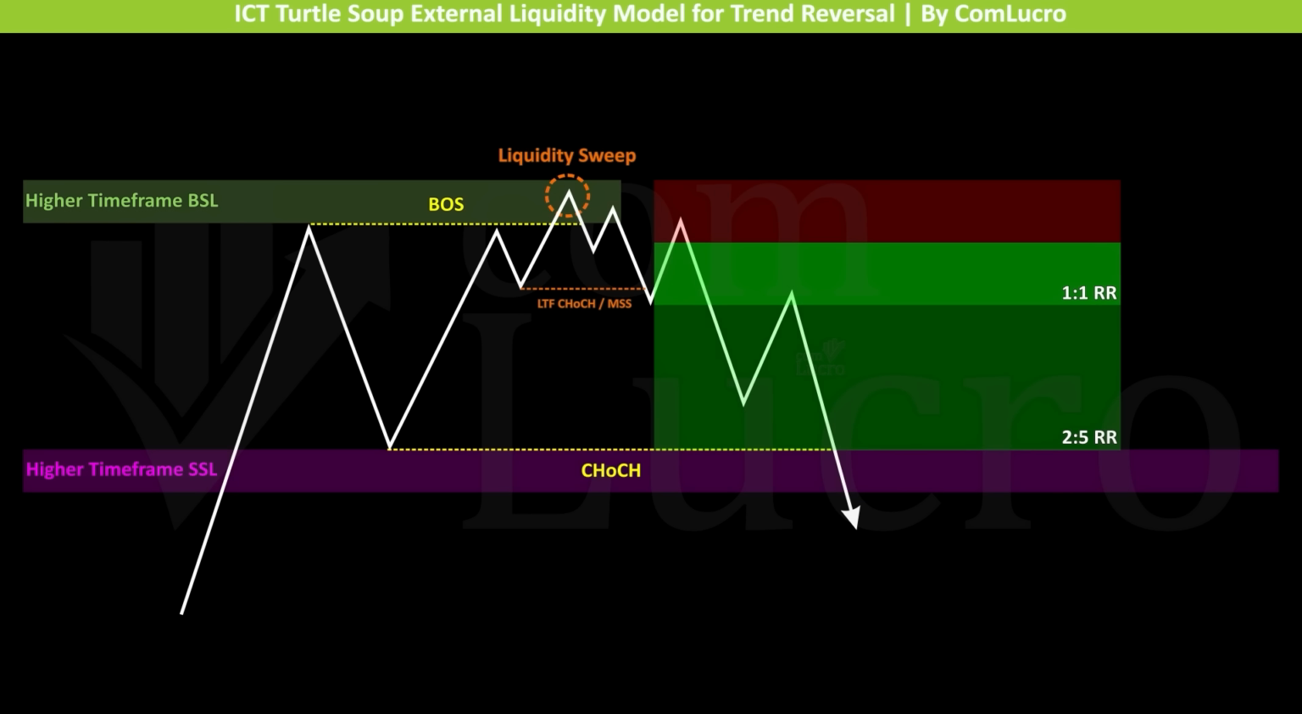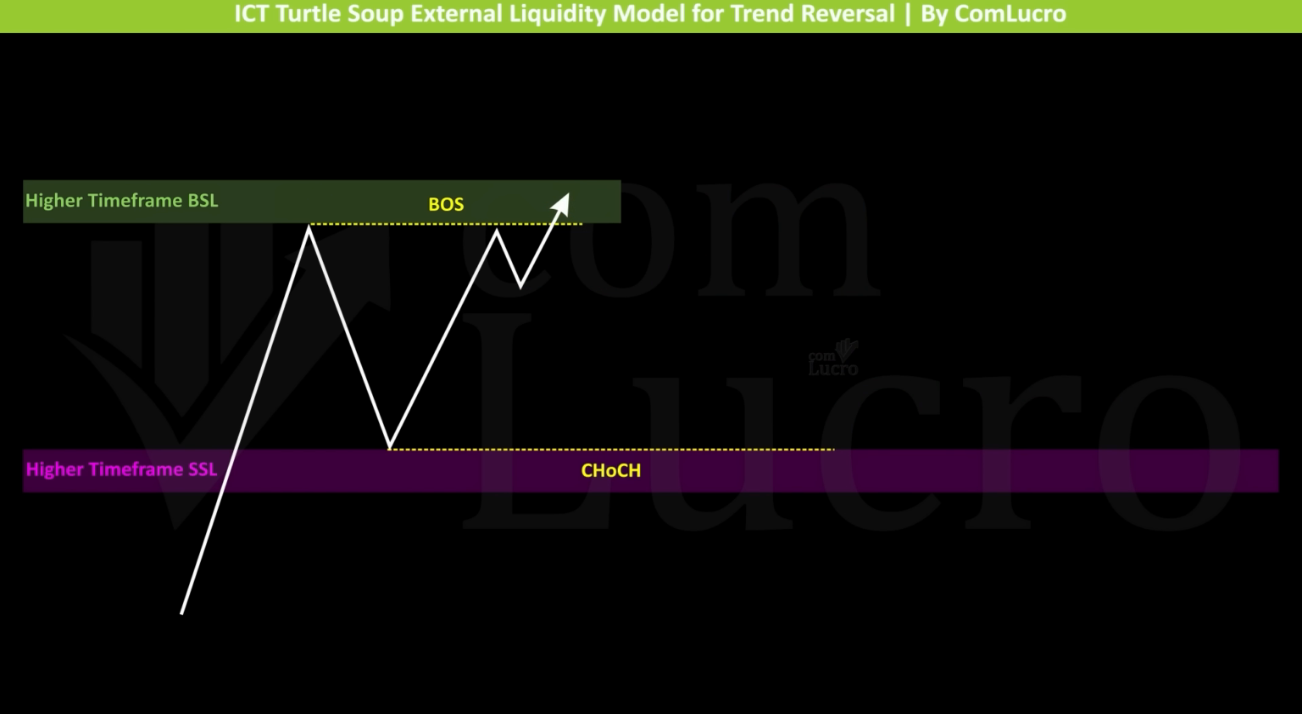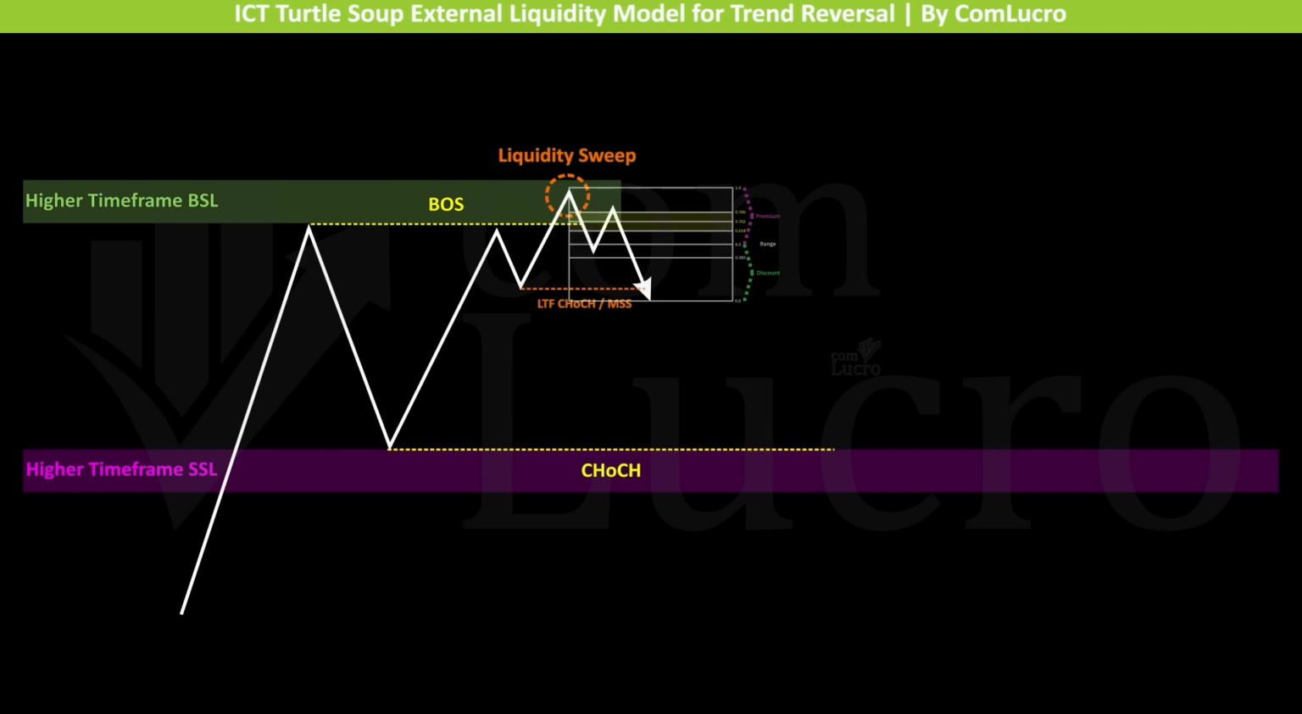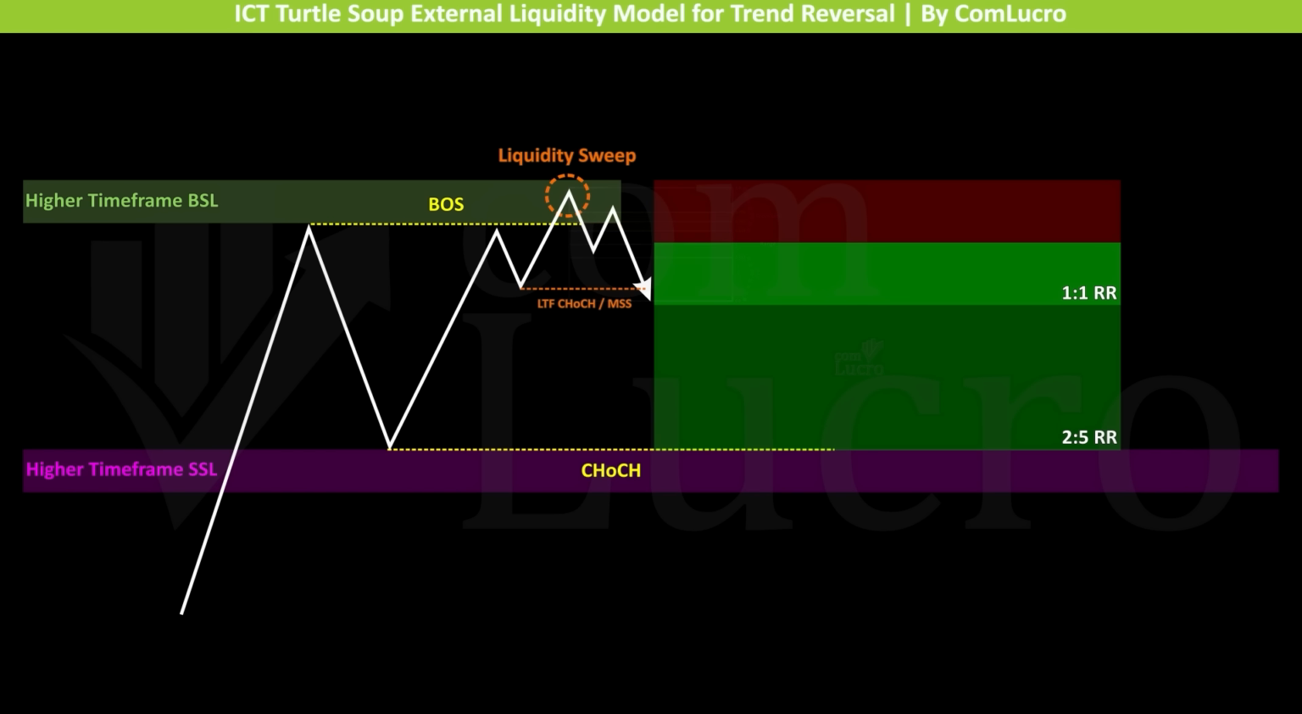Now, let us explain the ICT Turtle Soup setup within the context of an external liquidity sweep in a bullish scenario. This setup appears when the market is already trending bullish and approaches an important external range high. Instead of continuing higher after the breakout, price sweeps external buy-side liquidity above the range extreme, triggers breakout traders and stop losses, and then quickly fails back below the level. In this context, the ICT Turtle Soup setup becomes a reversal entry rather than a continuation setup, as shown in the chart example.